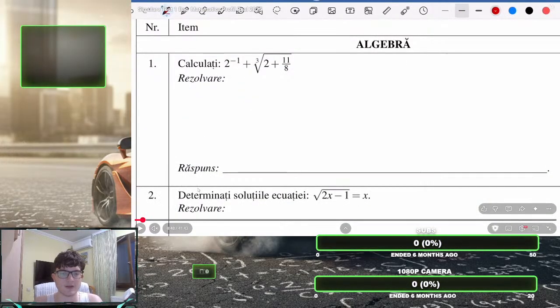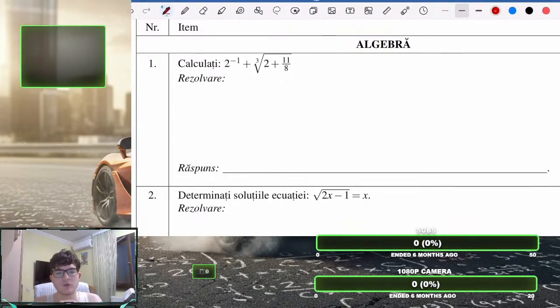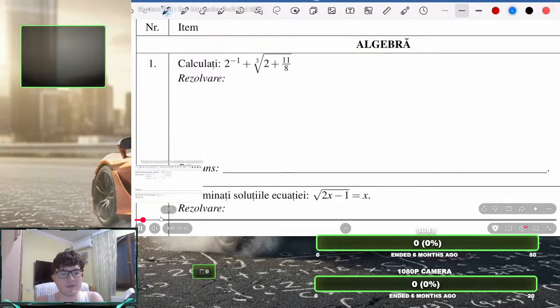Starting off with this exercise. I mean, should I actually go over this? I could go pretty quick over this. Should be pretty easy. 2 to the power of minus 1 is just 1 divided by 2. Plus right there. Square it like that, 3 up front. So we just work with what's in the square root. The 2 we need to bring to the same denominator, 8, so it's going to be 16 plus 11. So it's 27 divided by 8. So yeah, that's pretty easy. So I'm just going to skip this one.